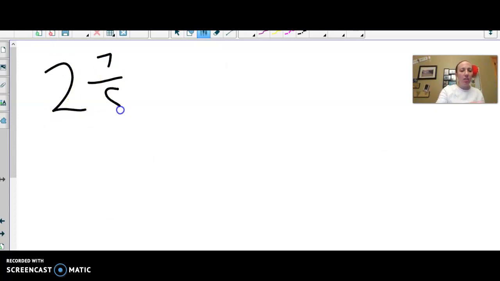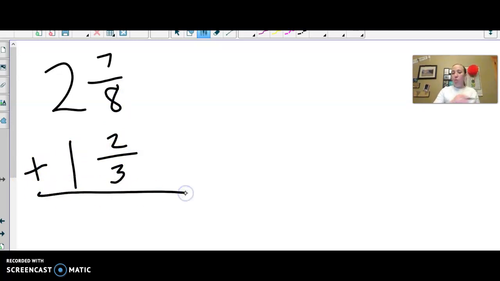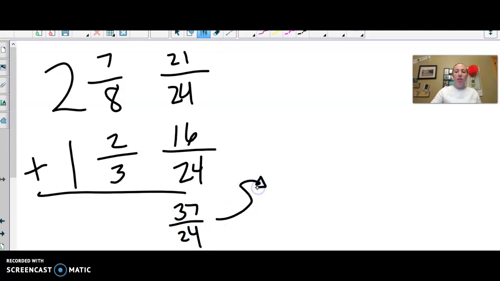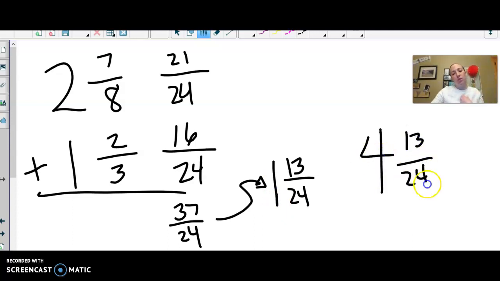So we have 2 7/8 plus 1 2/3, right? Because we're adding. We have Monday and Tuesday. We're combining them. So 24ths, 24. This is times 3, so 21. This is times 8, so 16. Now after I add them, I'm going to get 37 24ths. That's improper, so let's rewrite that. If I take away 24 24ths, I'm going to have 13 24ths. So I have that one whole and 13 24ths. Combined with my other whole numbers, I get 4 and 13 24ths.